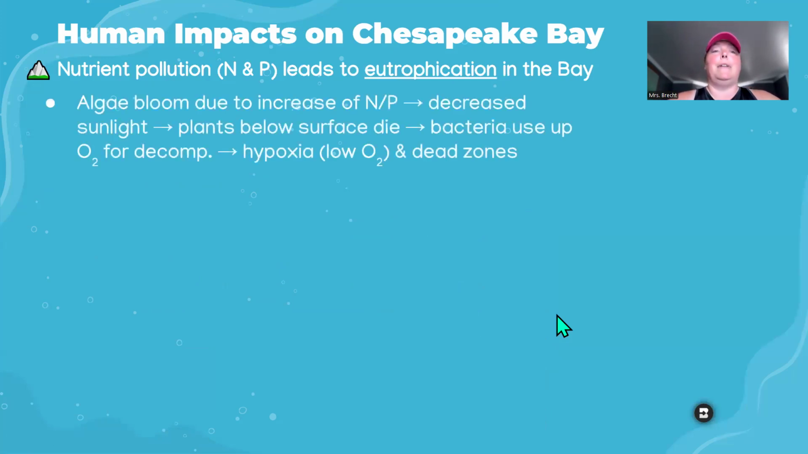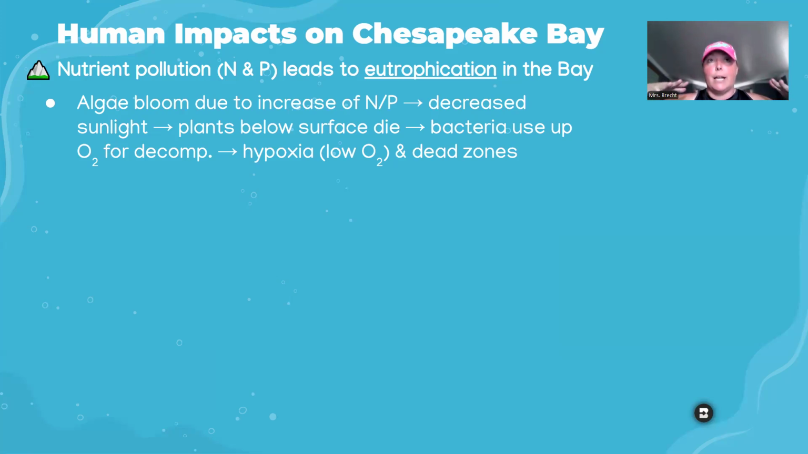Humans obviously have a negative impact on the Chesapeake Bay, and we're going to come back to eutrophication multiple times throughout the year. But nutrient pollution, specifically nitrates and phosphates, is going to lead to what we call eutrophication, which is just an algal bloom, because the algae has an increase of nutrients, nitrates and phosphates. And because the algae is like bursting.